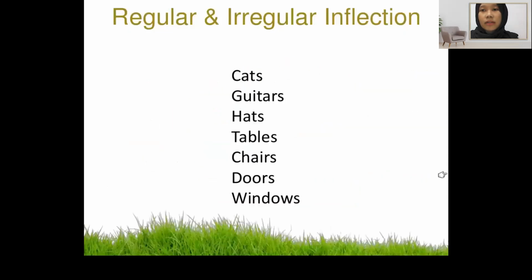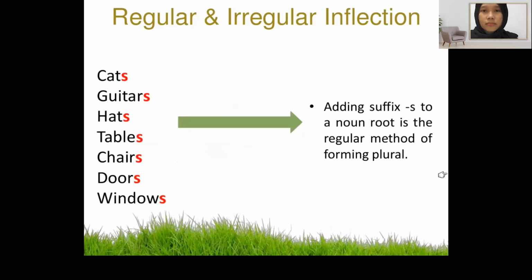Regular and irregular inflection: cats, guitars, hats, tables, chairs, doors, and windows. You guys can see what happened to those words. Adding the suffix -s to a noun root is the regular method of forming the plural. You guys know what plural is.